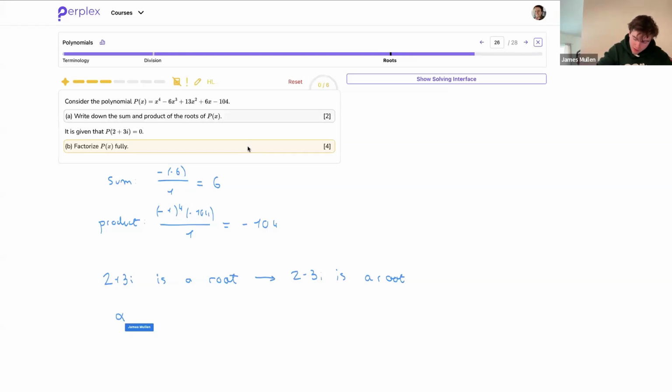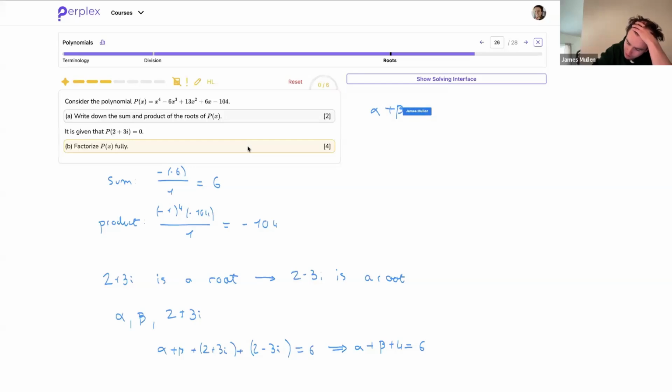So I have alpha, beta, and 2 plus or minus 3i as my roots. Now, I already know the sum and product of the roots, so let's add up what I have. If I do alpha plus beta, plus 2 plus 3i, plus 2 minus 3i, that's supposed to be equal to 6. That's going to give me alpha plus beta plus 4 is equal to 6. And that means that alpha plus beta is equal to 2.